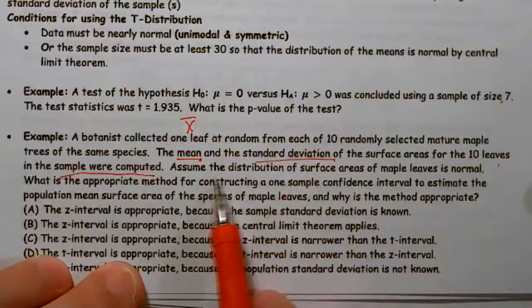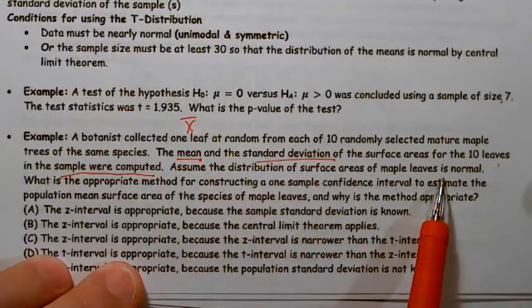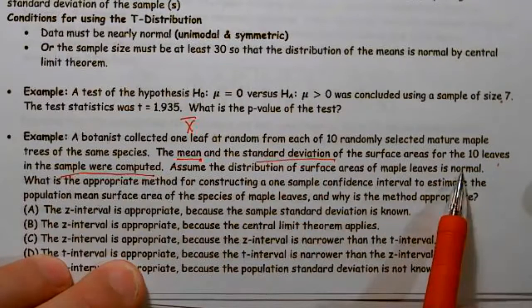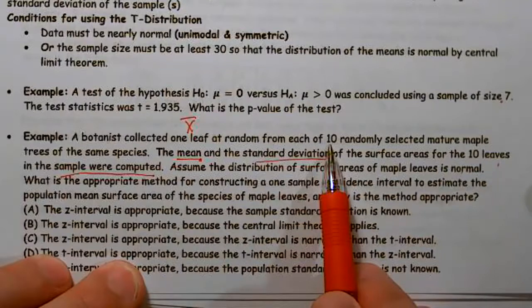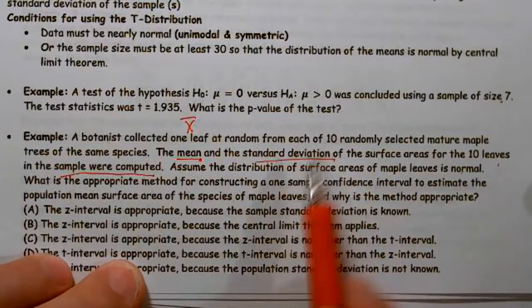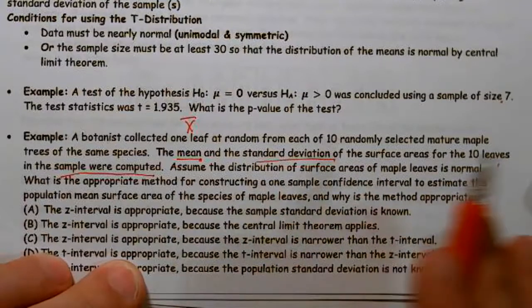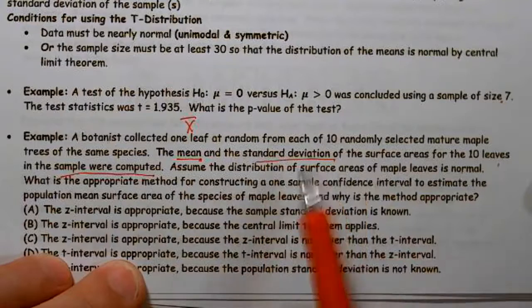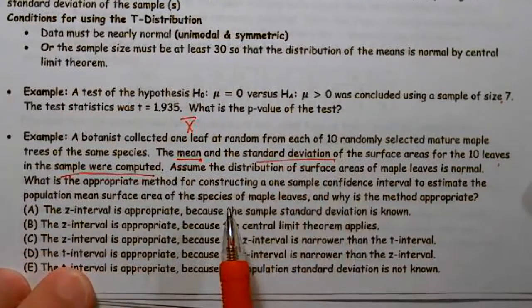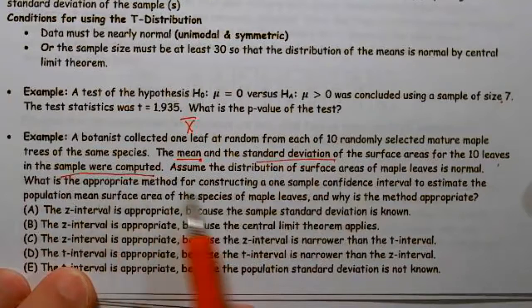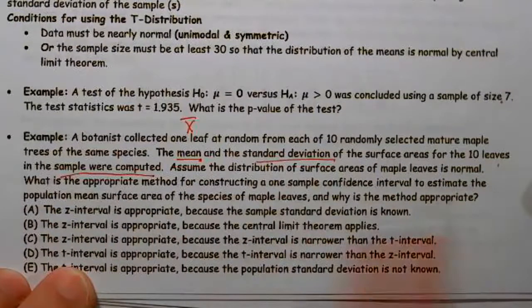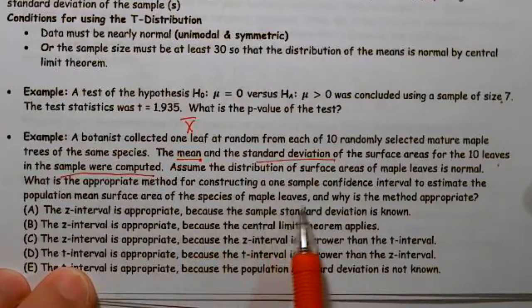So assume that the distribution of the surface areas of the maples is normal. They had to tell me it was normal because my sample size was less than 30. Because I have a sample size of 10, which is less than 30, I needed to know it's normal, or I needed to put together a box plot or a dot plot to show that it was normal. Since they gave me no data, I couldn't do that. So they needed to let me know the underlying distribution is normal. So what is the appropriate method for constructing a one sample confidence interval to estimate the population surface area of the species of maple leaves?